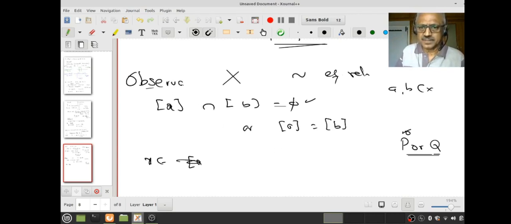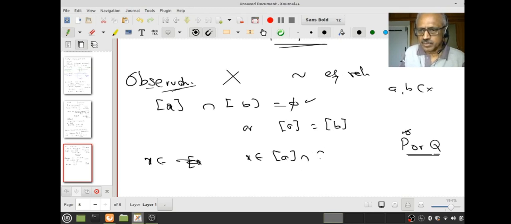This is the reason why we want to spend time understanding logic. When is P or Q true? If one of them is true. If P is true, nothing more to do. Suppose P is not true, then I have to prove Q is true. So you give two equivalence classes A and B. If they are disjoint, there is nothing for me to prove. So let me assume that's false. If it's false, what does it mean?